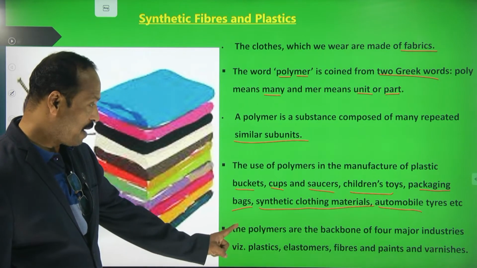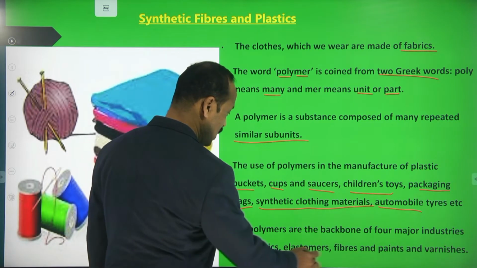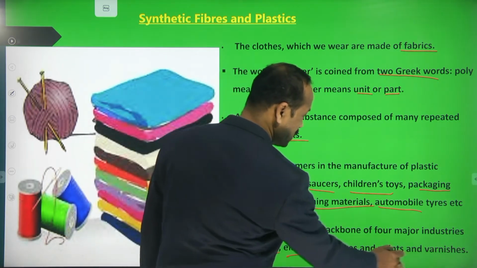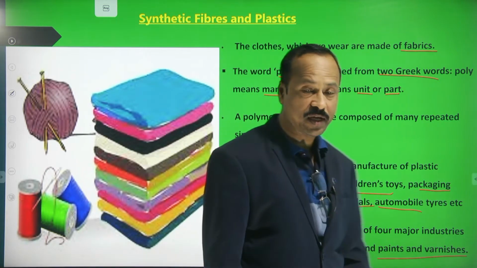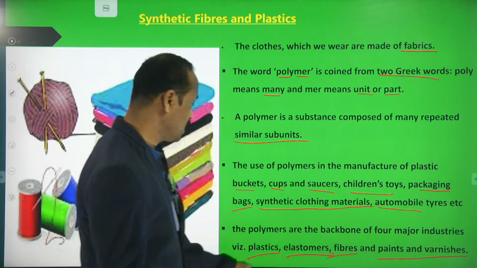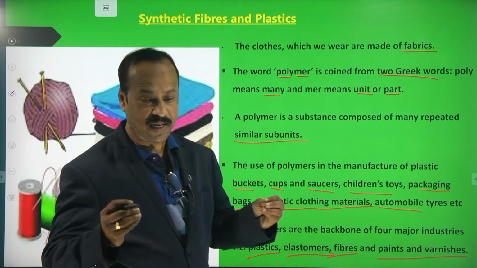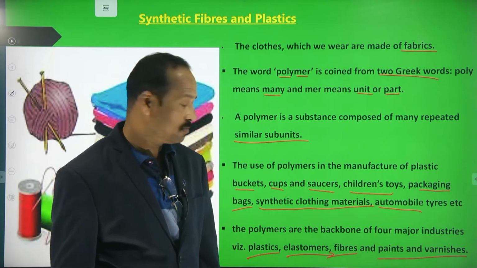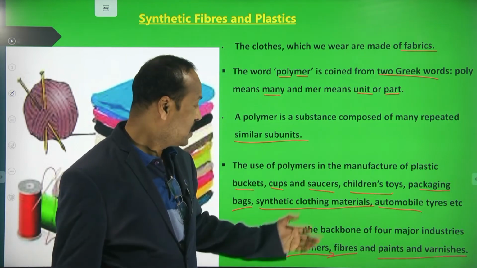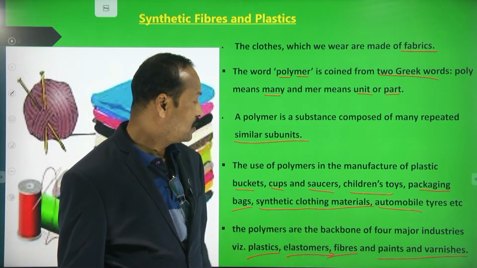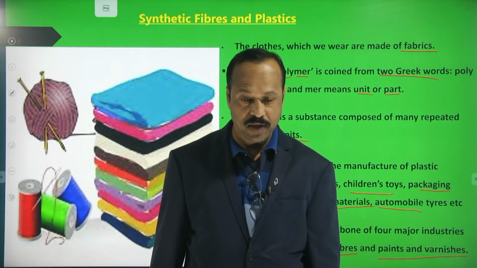And polymers are the backbone of four major industries: plastics, elastomers, fibers, paints and varnishes. Mainly, polymers are used in plastics, and in elastomers, which means materials with elastic nature like rubber. Fibers means threads and ropes like nylon ropes, and paints and varnishes. In all these things we use synthetic fibers.